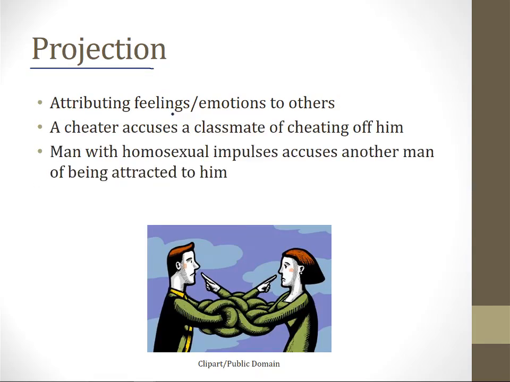Projection is attributing your own feelings or emotions to others. So if you feel or think something that you can't handle, instead of acknowledging that you feel this thing, you project it onto someone else. So for example, a cheater who feels guilty because he is cheating will accuse a classmate of cheating, or a man who has homosexual impulses will accuse another man of being attracted to him.